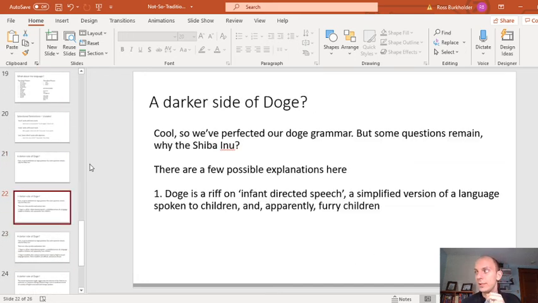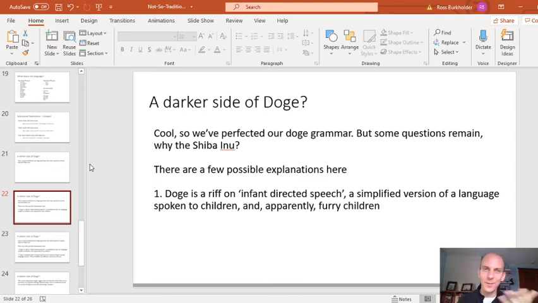There's a few possible explanations for this. We'll go over a couple of them here. One particular explanation that's been furthered, including by people like Gretchen McCulloch, is that Doge is a riff or a play upon what's called infant-directed speech. It's baby talk, right? Or motherese, it's been called before people realized that fathers also talk to children. So this Doge grammar is mimicking this simplified way that parents sometimes talk to infants or toddlers, and extending it to dogs as like fur babies, right?